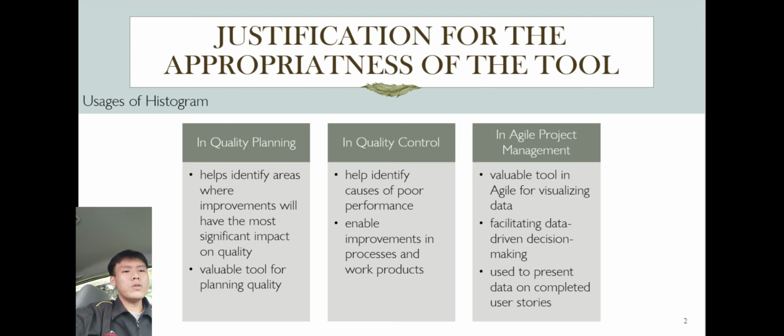Histograms are also an available tool in Align for visualizing data, facilitating data-driven decision making. In an iteration retrospective, you can use a histogram to analyze the frequency of different types of defect issues or impediments encountered. For example, you can create a histogram showing the number of defects reported per iteration to identify recurring patterns and prioritize actions to improve quality.